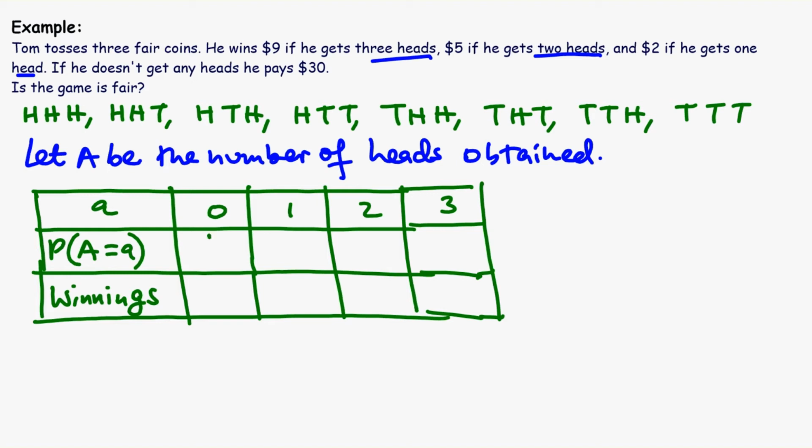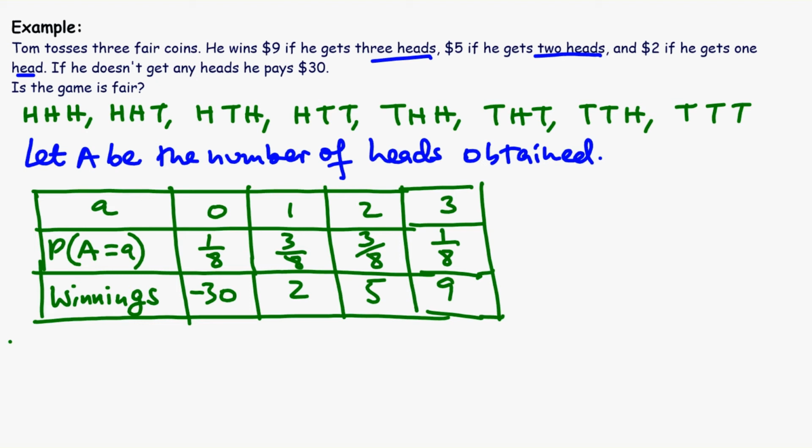So back here we have the probabilities of these. 0 heads will be 1 over 8. 1 head from the sample space is 3 over 8. And then here we have 3 over 8 and 1 over 8. For the winnings: doesn't get any head, pays 30, so minus 30. Here you win $2, 5, and 9.